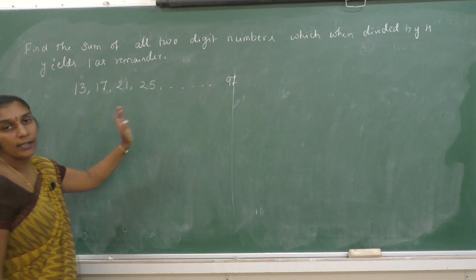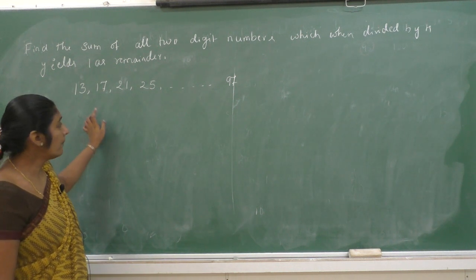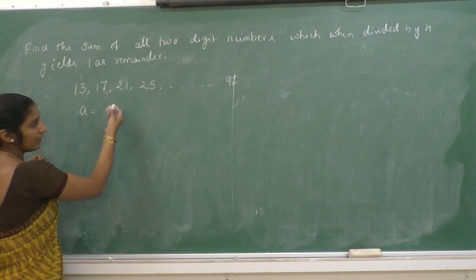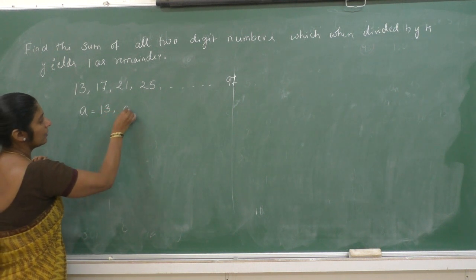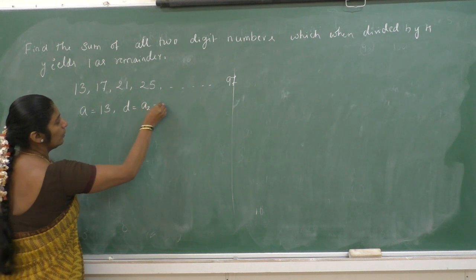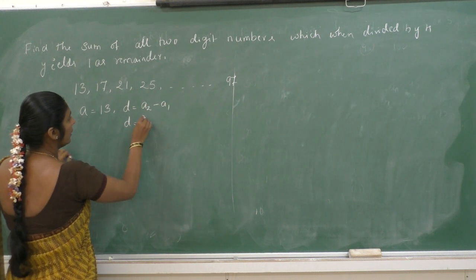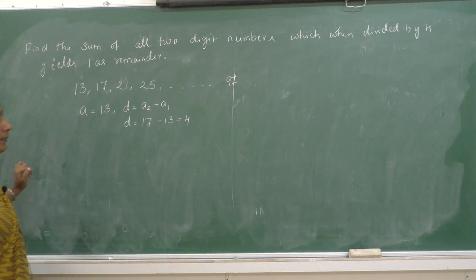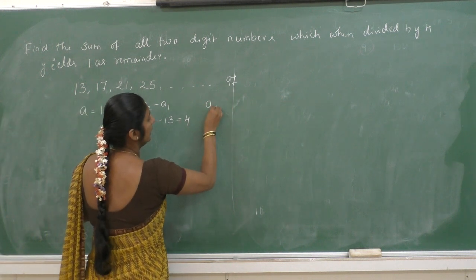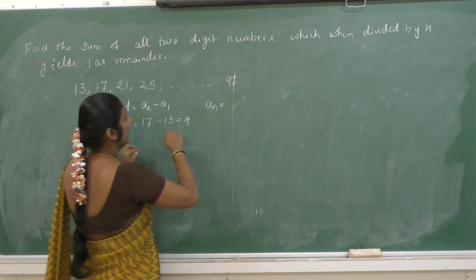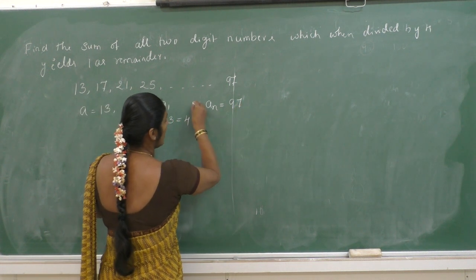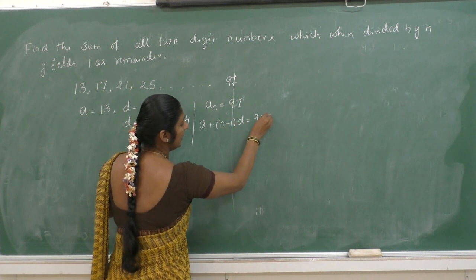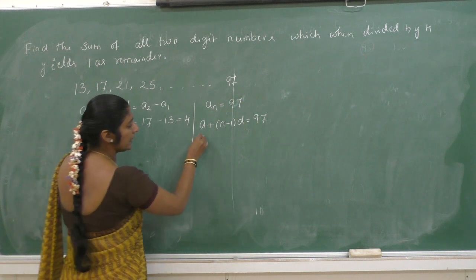We need to calculate the sum of this sequence. To calculate the sum, first we have to check that this is an arithmetic progression. Here the sequence is an arithmetic progression with A equal to 13, D equal to A2 minus A1, that is 17 minus 13 equal to 4, and the last term AN is equal to 97. So as given, A plus n minus 1 into D is equal to 97, where A is the first term of the arithmetic progression.